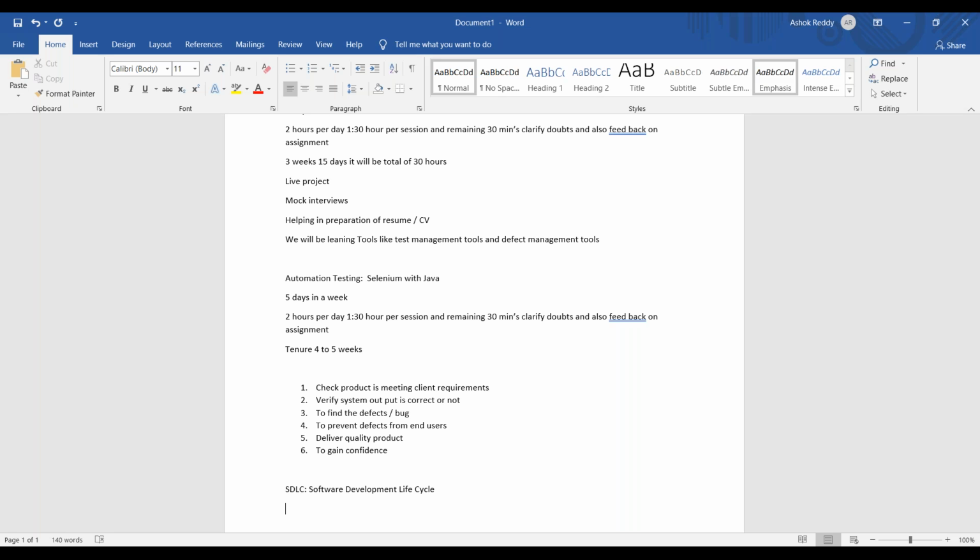So the software development life cycle has different phases, right? Let me make a note. The software development life cycle has the below phases, right? The first one is requirement gathering.